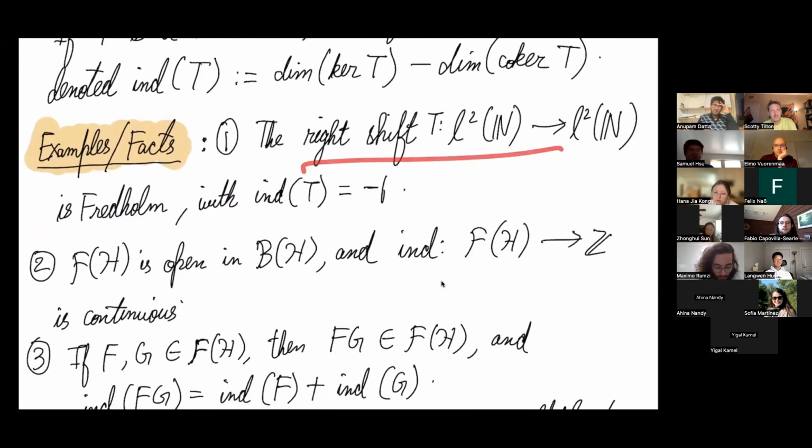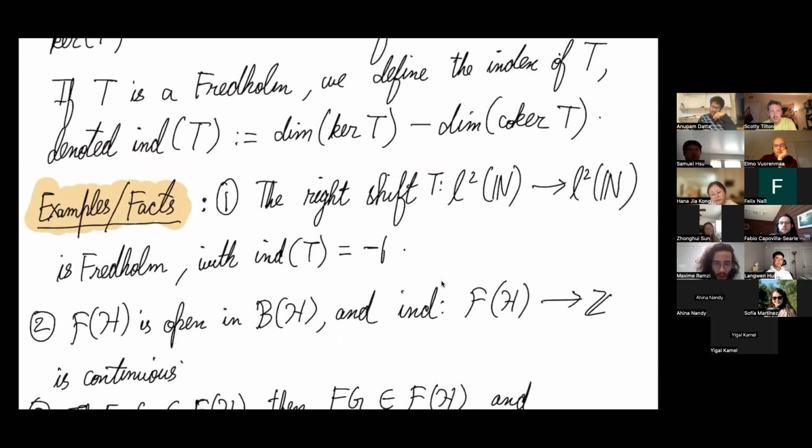So the right shift operator, which takes your orthonormal vectors e_i to e_{i+1}, is a Fredholm operator, and you can check that its index is -1. Why? Because the right shift operator is going to be injective, but when you look at its co-kernel, you can see that you are always having a 0 in the beginning, and when you quotient that space, it precisely has dimension 1, and so this difference is going to be -1.